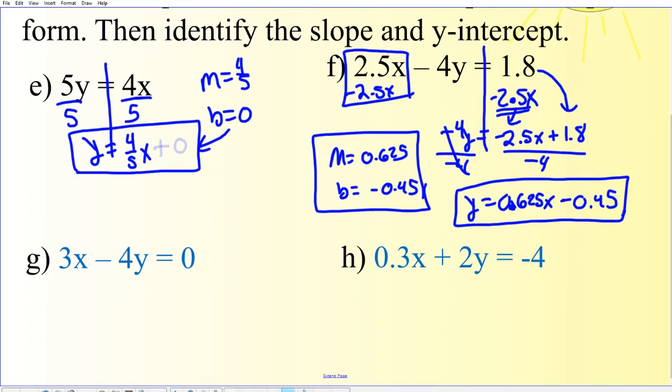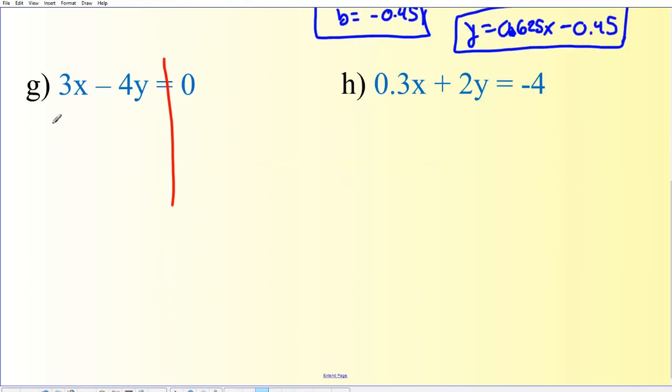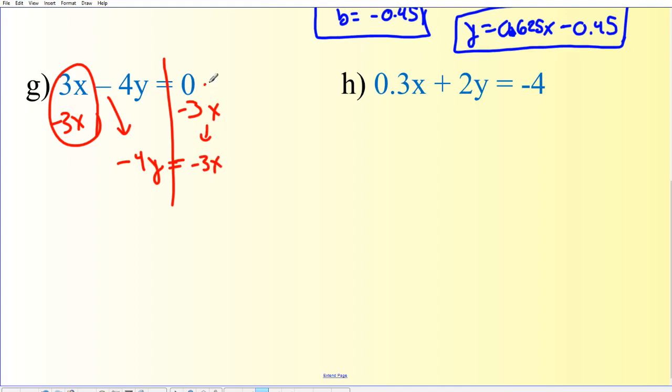Letter G. So to get that y variable by itself, we're going to start by subtracting 3x on both sides. That cancels it out. We get negative 4y. Yes, you still need the negative. On the other side, I'm going to bring the x piece down first. The other piece comes down second.